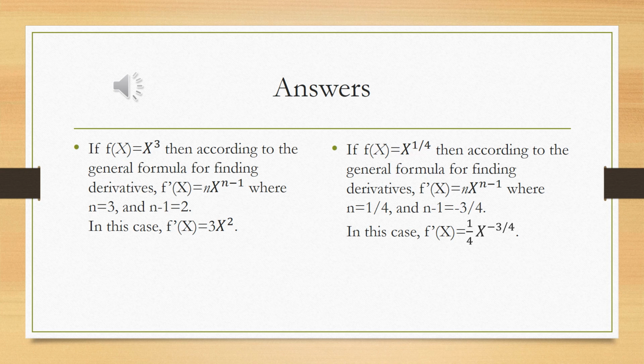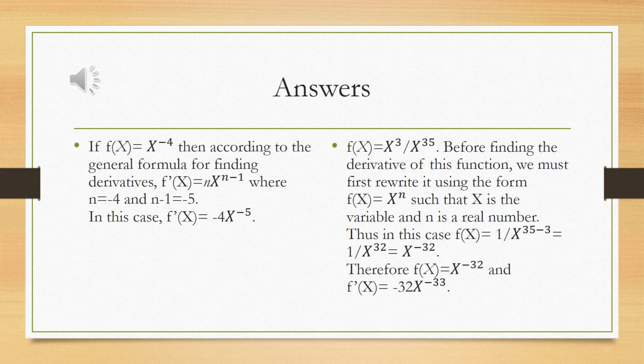If f of x equals x to the power 1 over 4, then according to the general formula for finding derivatives, f prime of x equals n x to the power n minus 1, where n is 1 over 4 and n minus 1 is minus 3 over 4. In this case, f prime of x equals 1 over 4 x to the power minus 3 over 4.